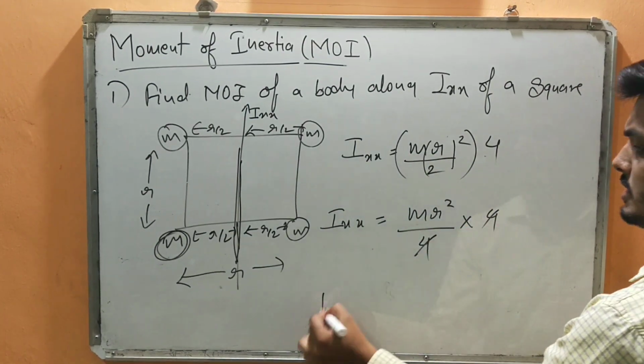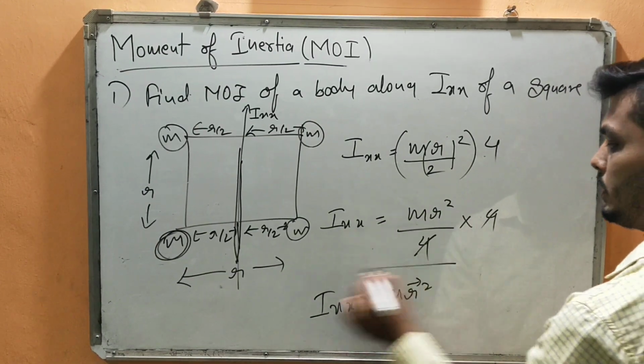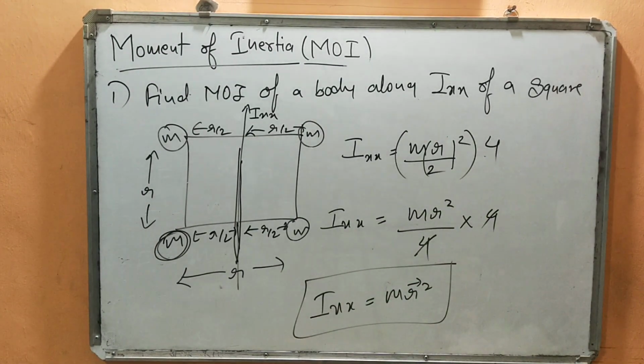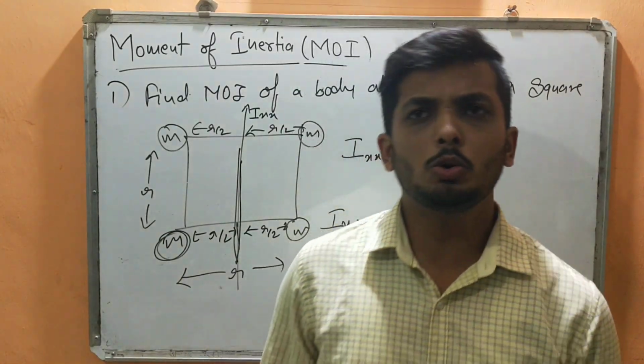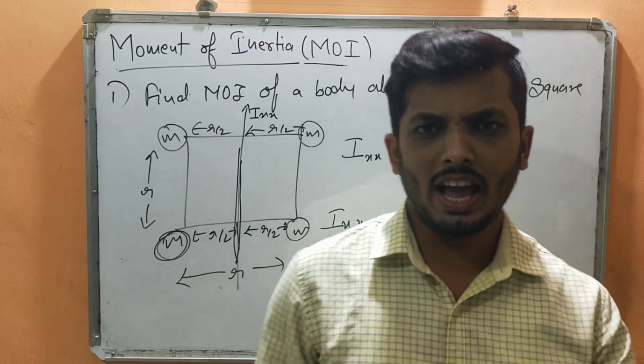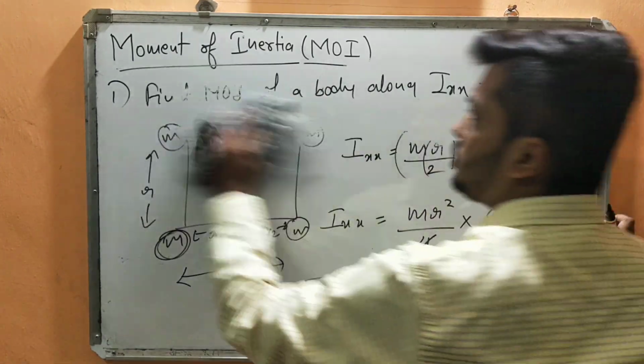So 4 gets cancelled. So Ix will be what? Mr square. Show with a vector quantity. Have you understood? A very easy problem. Okay. So this way you should find moment of inertia. A very simple formula. You have to just take the axis of rotation and just multiply the mass with the distance. Got it? Try to solve one more problem.